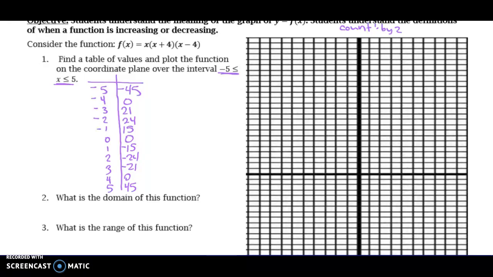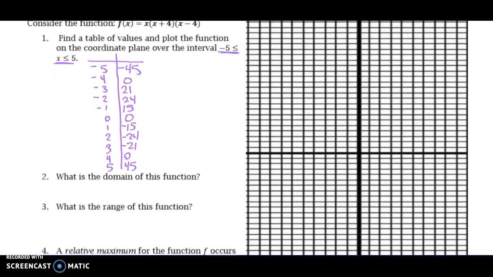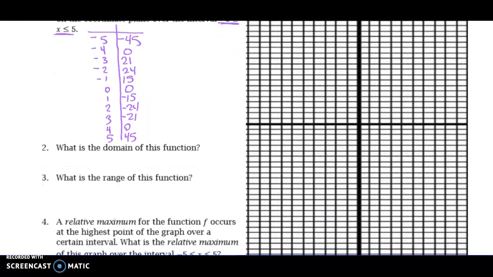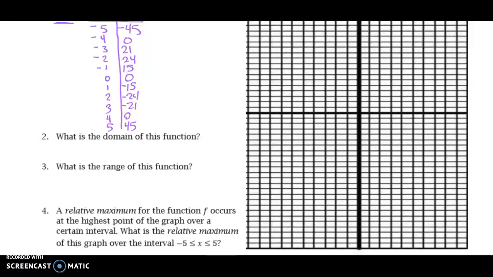So we have -5, -45 to begin. So we're coming over to -5, and counting by 2s down, 2, 4, 6, 8, 10, 12, up through 40, 42, 44, and 45 is in between them.